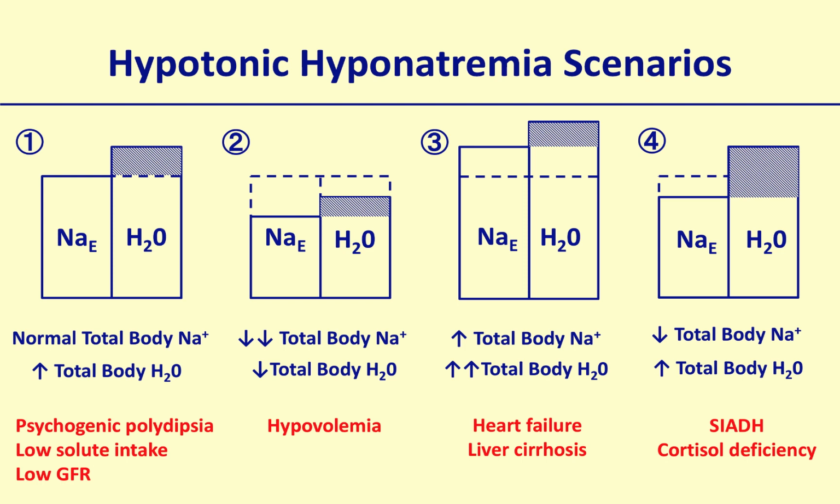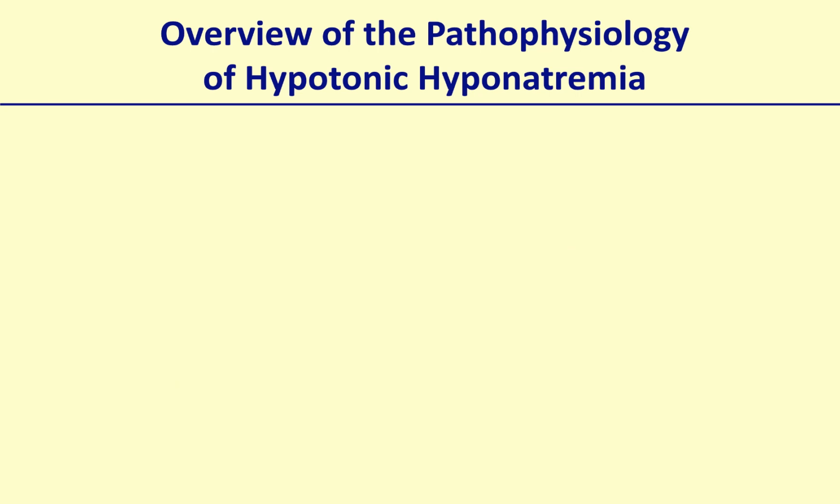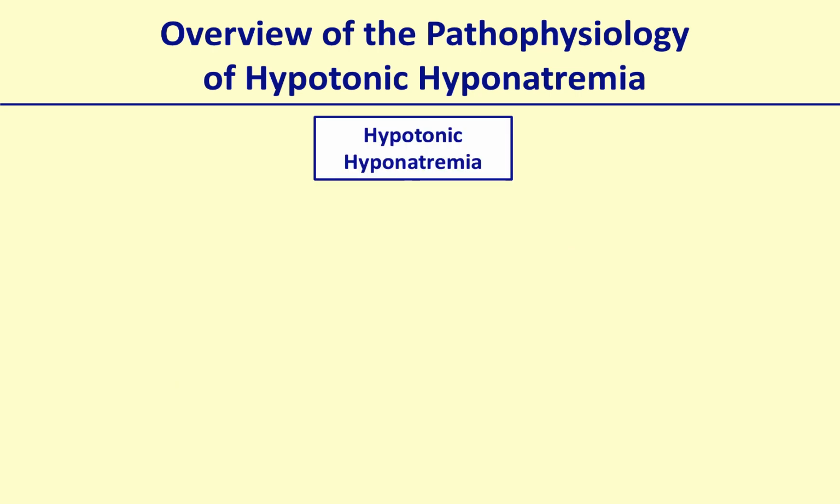So all hyponatremias have this common blue area that is basically free water excess. All hypotonic hyponatremias are characterized by having a free water excess, which means that total body water is greater than total body sodium. So hypotonic hyponatremia is always due to free water excess.